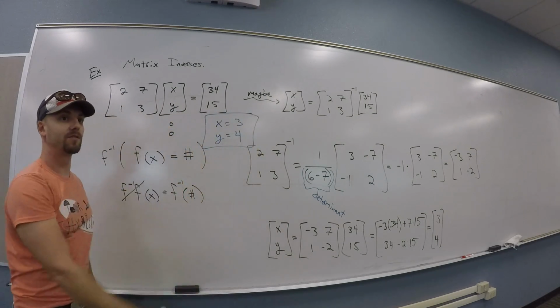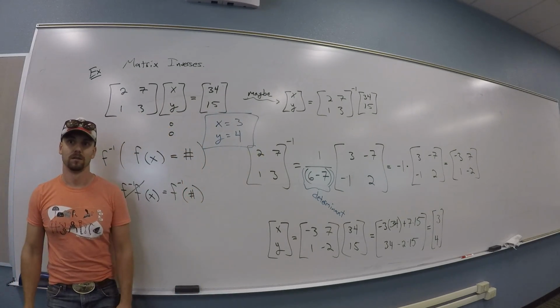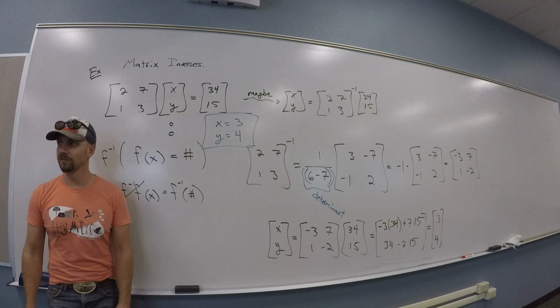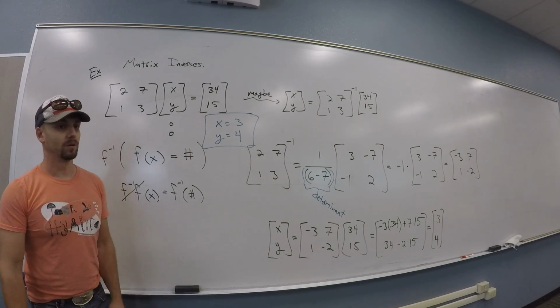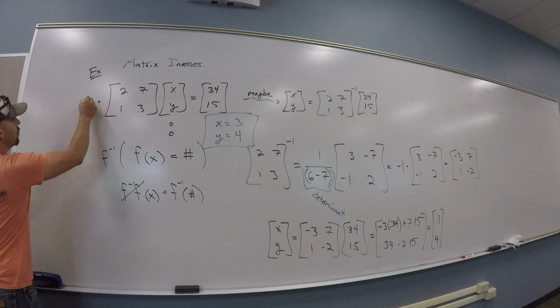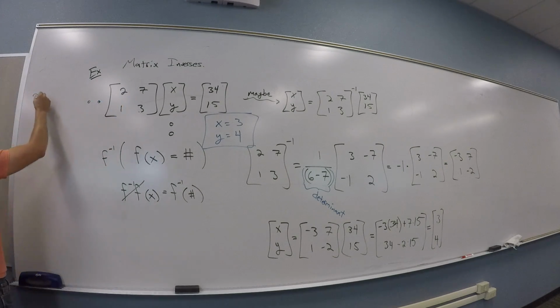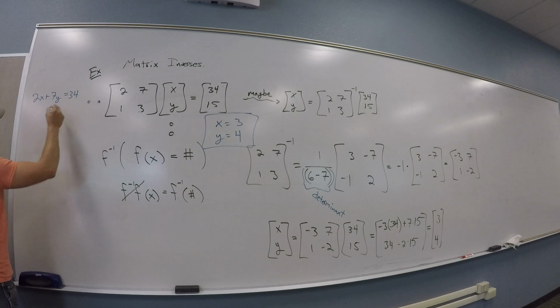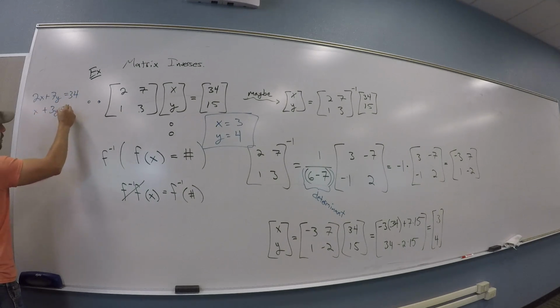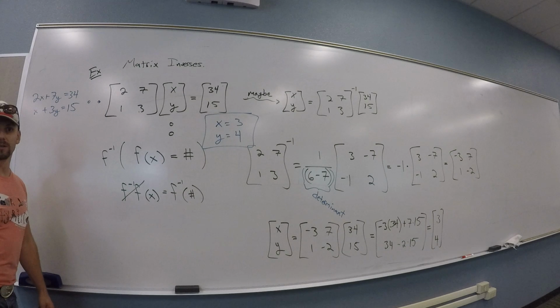And what's the context for that? Like what's the interpretation of that? So remember this was 2 x's plus 7 y's is 34. And x plus 3y is 15, right? You guys all see that?